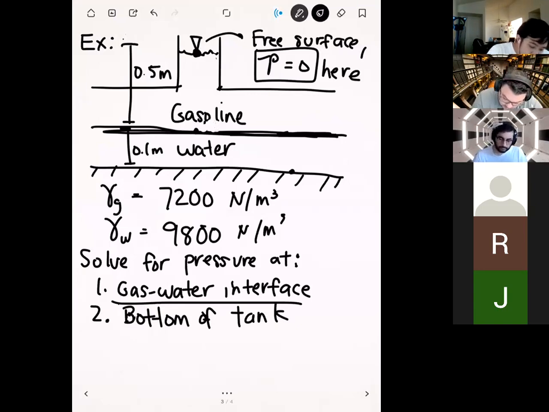Okay, so we actually have a few options here. So we can keep point 2 at the top of the container. So you can do the problem like that. But another way that's more convenient is we can pick location 2 to be at the interface between gas and water. Okay. And so the reason we do that is because we did part 1 of the problem, we know what the pressure at this interface is now.